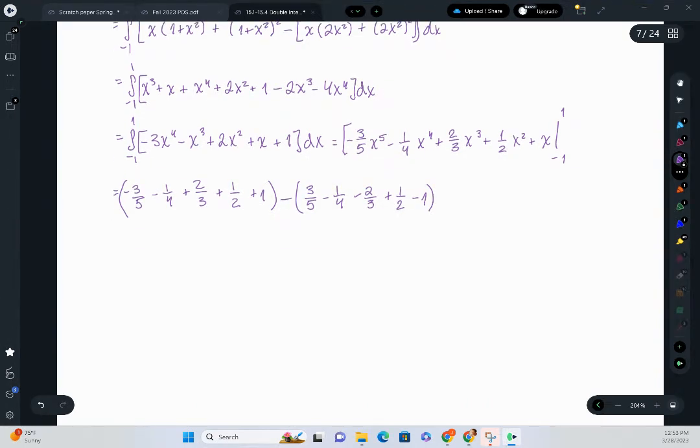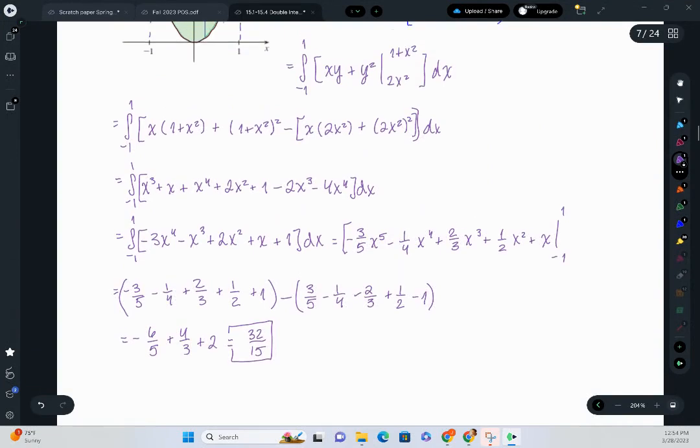Okay, now I can go ahead and combine the like fractions. So I do have a negative 3/5 and a negative 3/5 for a negative 6/5. I have a negative 1/4 plus a 1/4, so those go away. A 2/3 plus 2/3 will give me 4/3. 1/2 minus 1/2, those are gone. And a 1 minus a negative 1 gives me 2. So I can plug this into my calculator, and it gives me 32 over 15.